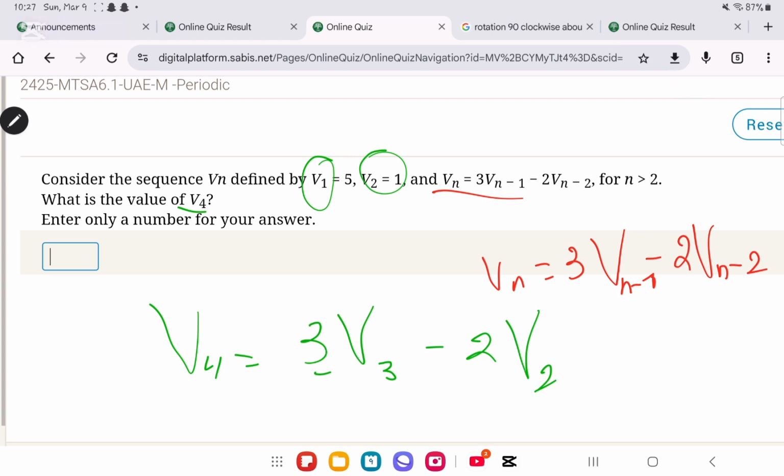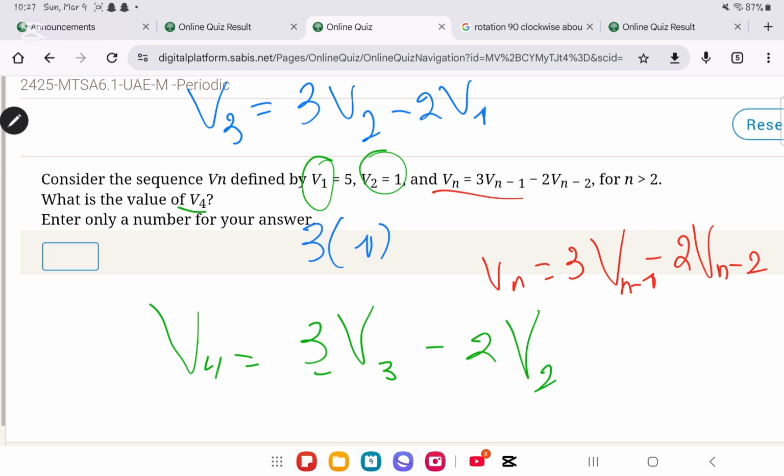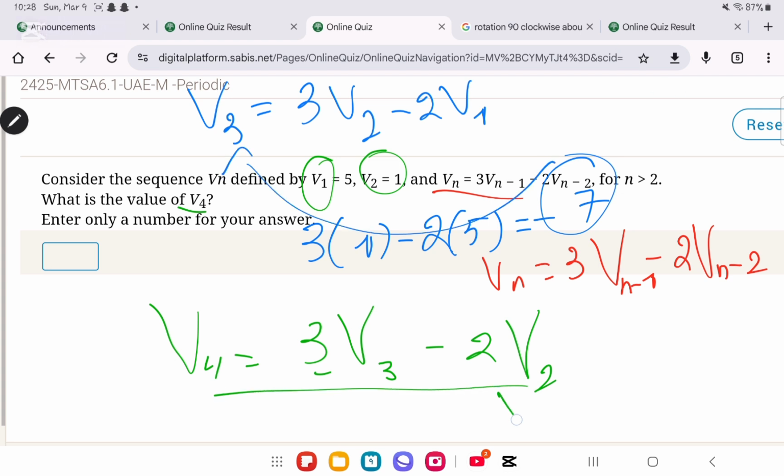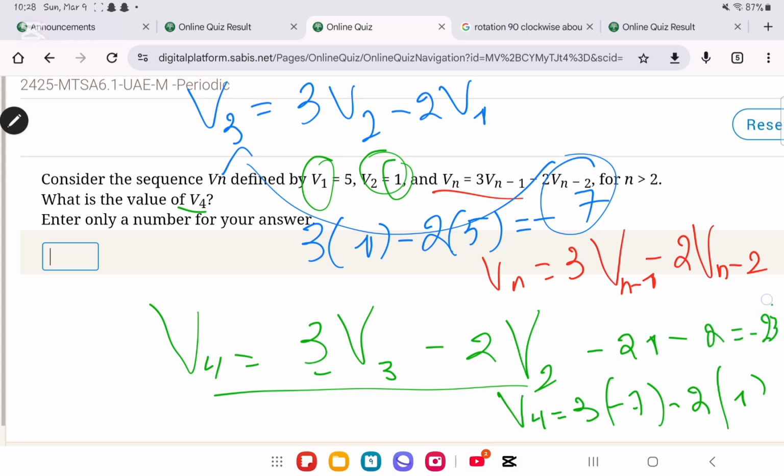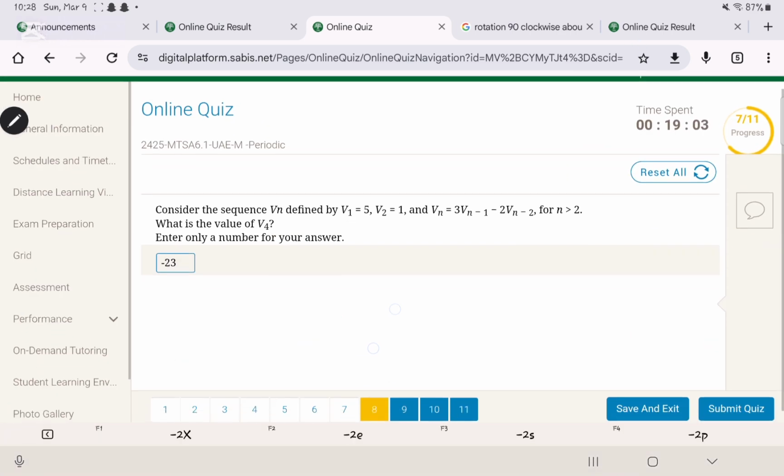So we are given V1 and V2, but we need to find V3. Very simply, to find V3, we're gonna do 3 times V2 minus 2 times V1. So 3 times V2, which is 1, minus 2 times V1, which is 5. Put it on your calculator and you will get an answer of minus 7. Now we have the value of V3, so we can proceed with this calculation. V4 is equal to 3 times V3, which we found to be minus 7, minus 2 times V2, which is 1. So minus 21 minus 2, you will get an answer of minus 23.